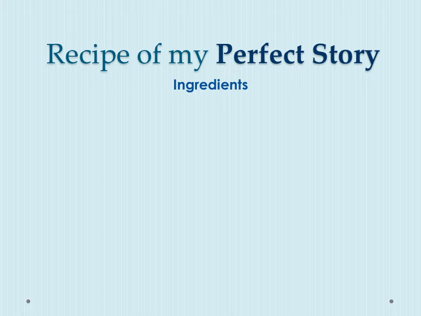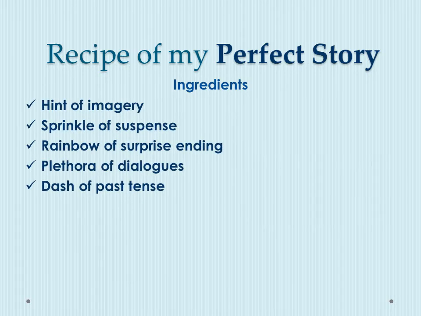The ingredients are as follows. Hint of imagery. Definitely there should be vivid imageries. Sprinkle of suspense. Why not? Suspense will make us feel attracted towards the plot. Rainbow of surprise ending to make us surprised at the end. Plethora of dialogues to keep us engaged. And definitely use of past tense.